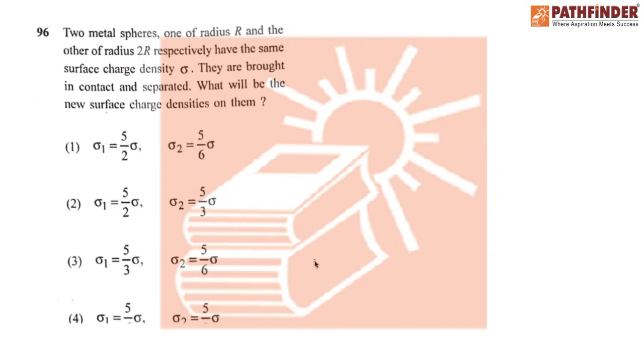Two metal spheres, one of radius r and the other of radius 2r, respectively have the same surface charge density. They are brought in contact and separated. What will be the new surface charge densities on them? Okay, so when you contact them and separate them, the potential becomes the same.